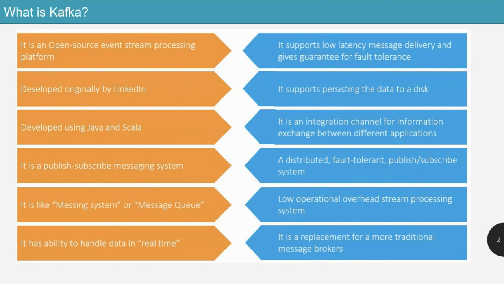The subscribers express interest in one or more messages and they only receive those messages they are interested in, without the knowledge of which publishers sent them. And that's why Kafka is also termed a messaging system between publishers and receivers. Kafka helps in real-time data processing.